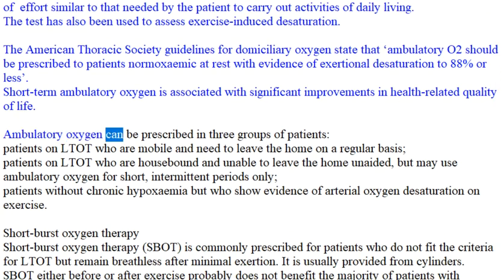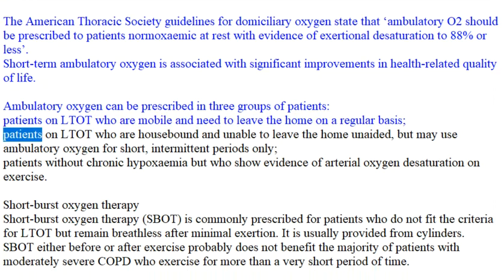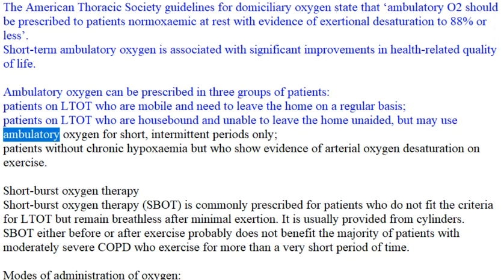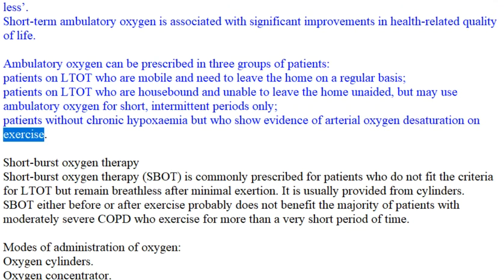Ambulatory oxygen can be prescribed in 3 groups of patients. Patients on LTOT who are mobile and need to leave the home on a regular basis. Patients on LTOT who are housebound and unable to leave the home unaided, but may use ambulatory oxygen for short, intermittent periods only. Patients without chronic hypoxemia but who show evidence of arterial oxygen desaturation on exercise.